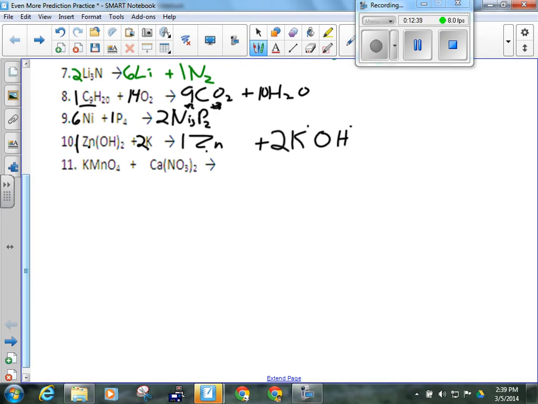All right. And then our last one, potassium permanganate reacts with calcium nitrate. What kind of reaction is this? Double replacement. They're both ionic compounds. So we switch partners for the metals. That means potassium ends up with nitrate. Calcium ends up with permanganate.